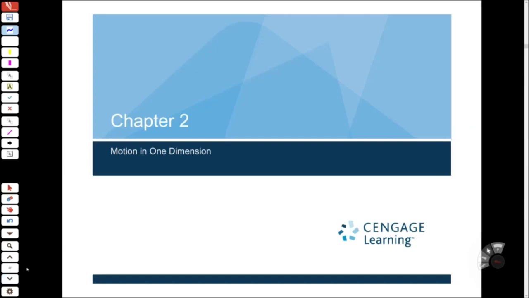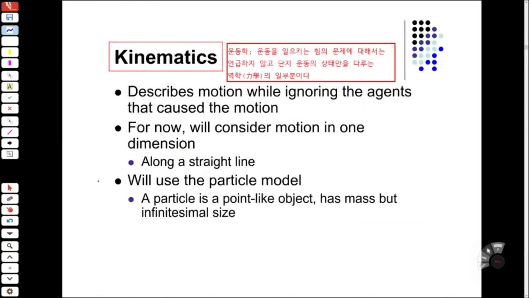Now let's go to chapter 2, and chapter 2 will consider motion in one dimension. This is a very simple motion, so the motion can only happen along a straight line, so you can either move forward or move backward. So how do you describe physics in this situation?